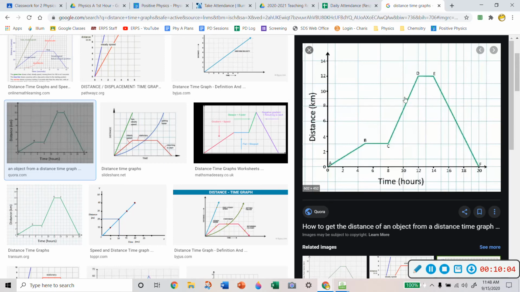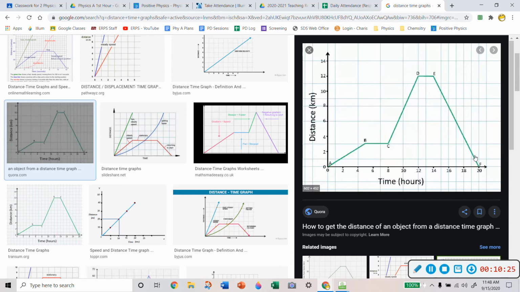So this object is at rest at different places in time. Okay. But what happens when the graph goes down? What does that mean? Well, that means that when you go down, if I plug my numbers in, I'm going to have a slope line down, a down slope.